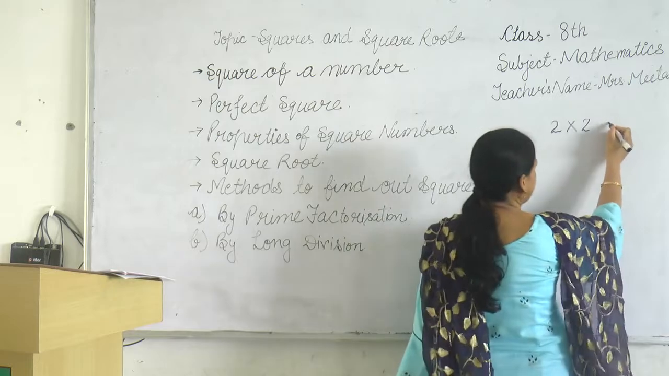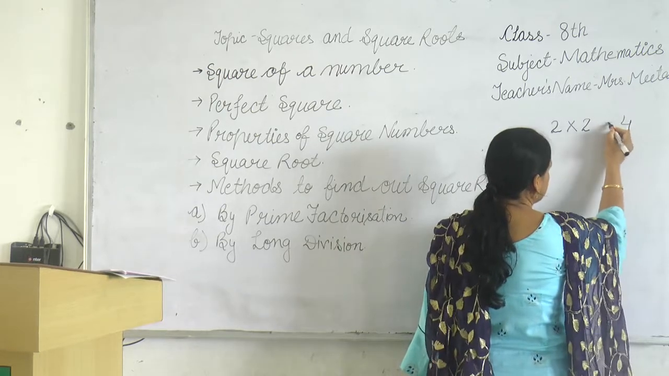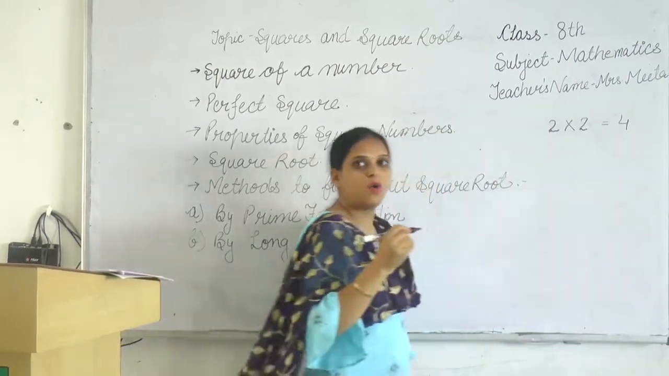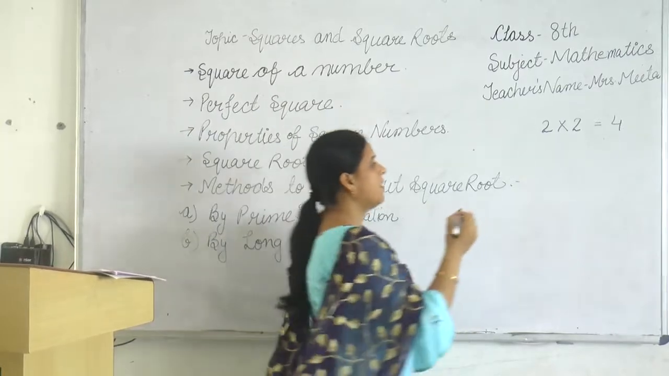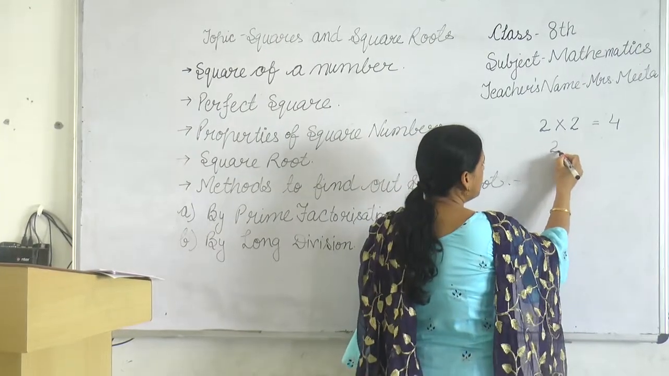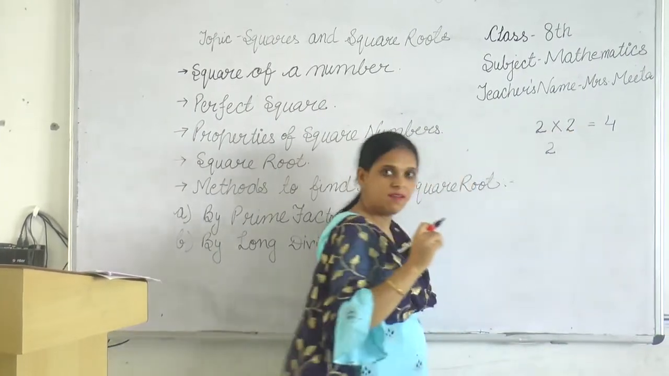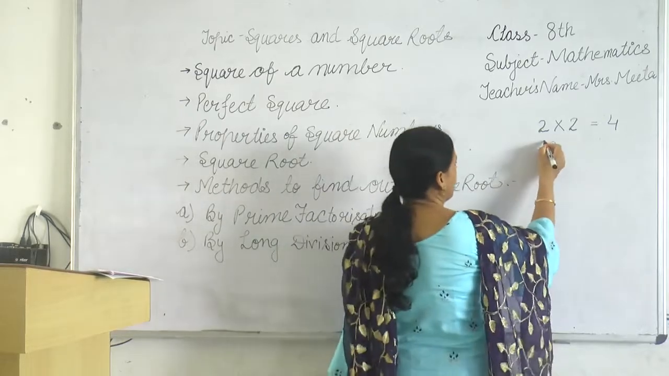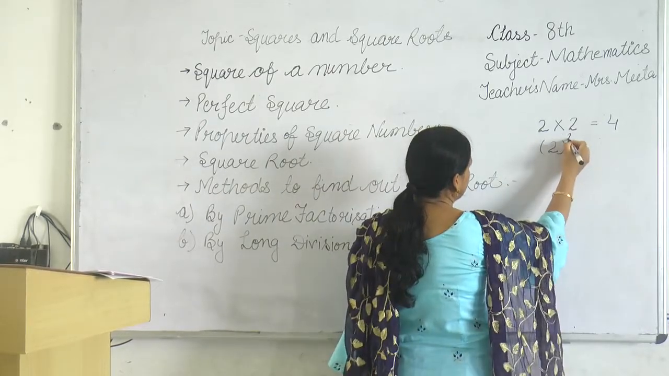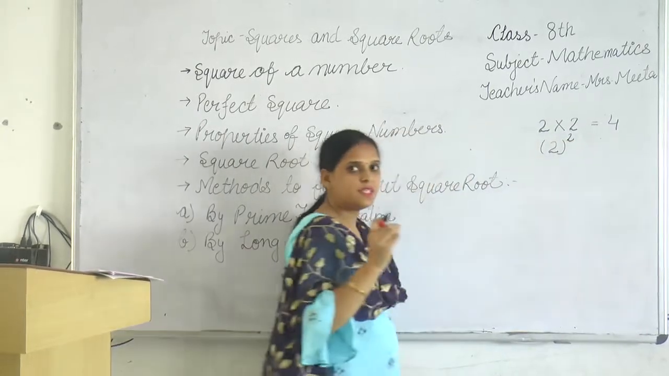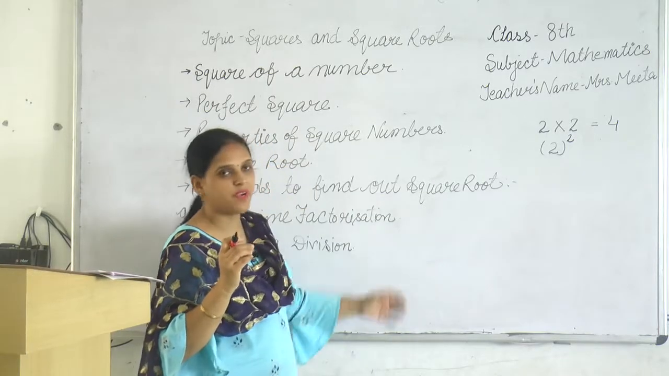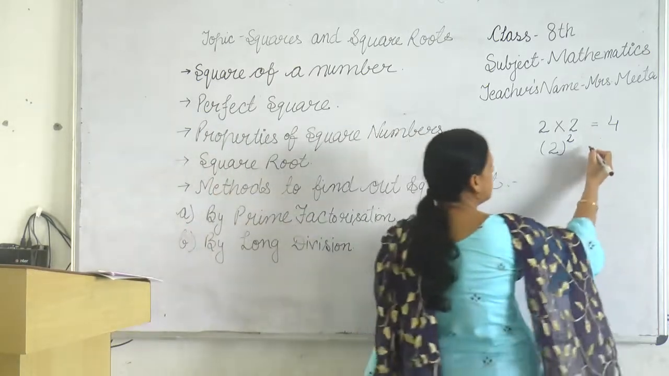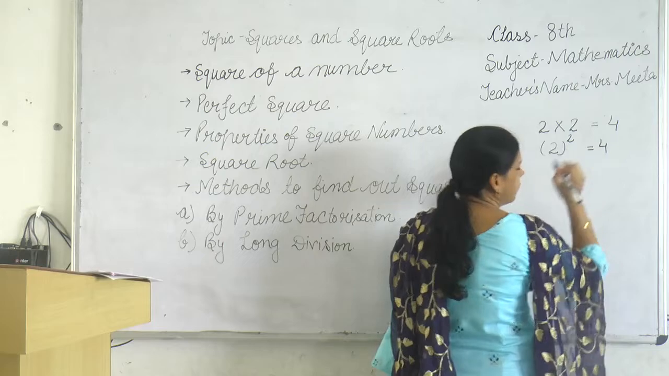So we can write here 4. This one is the perfect square of the number 2, and we can write this as 2 multiplied by itself 2 times. So we can write 2 raised to power 2. This symbol indicates the perfect square. So 2 square will also equal 4.